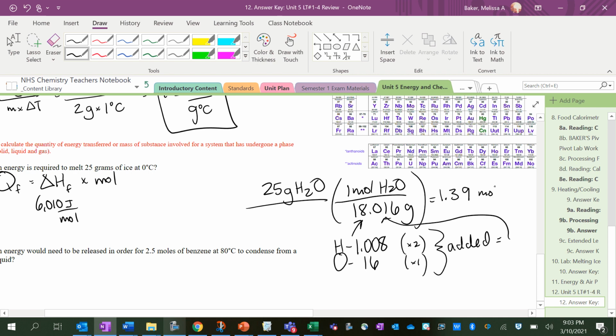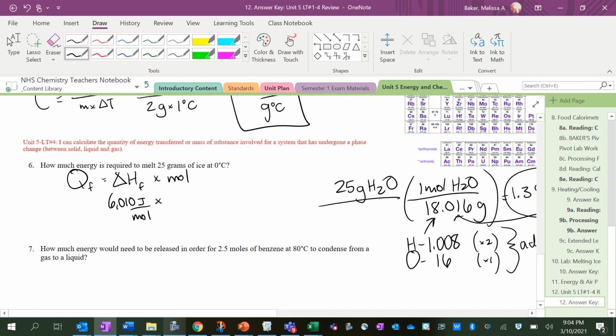1.39 moles H2O. So going back here, times 1.39 moles. So 6,010 times 1.39 equals 8,354 joules. That's how much energy is required to melt that much water. Which makes sense because it's more than a mole. 1 mole is about 6,000 joules, and it's more than that.